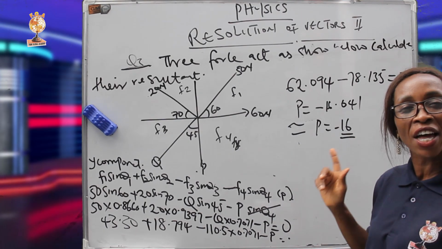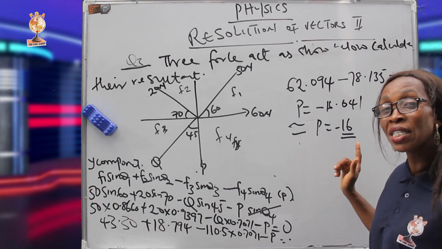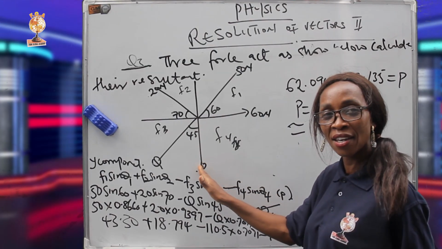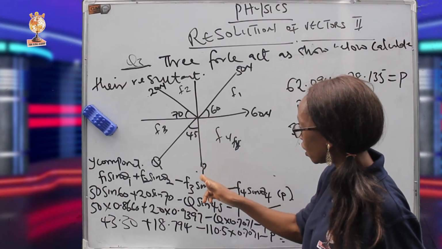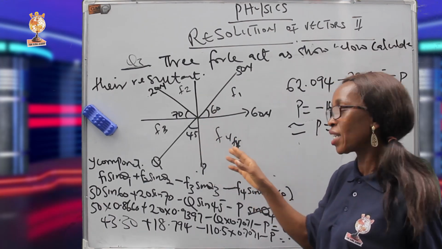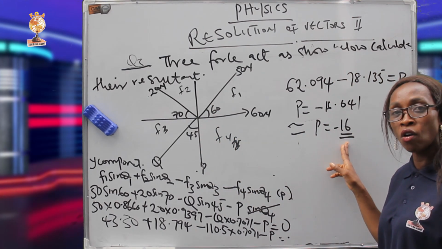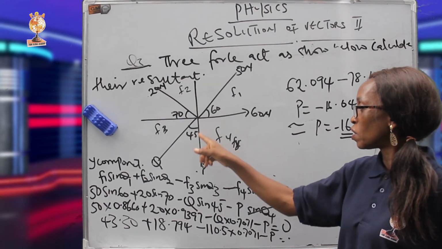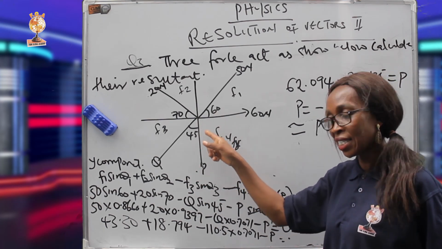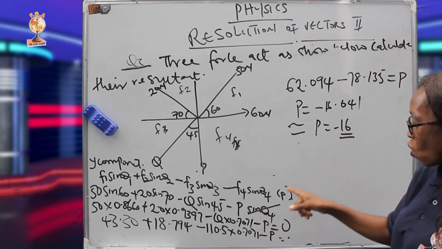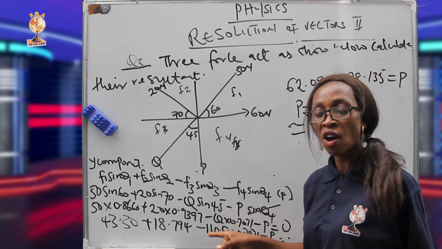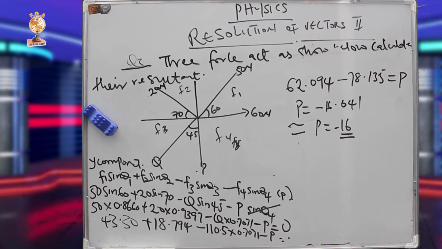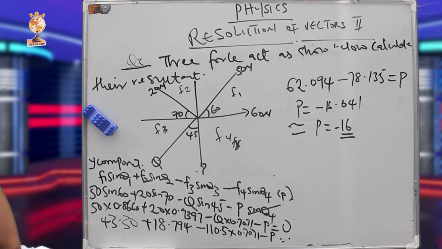If, after solving, I am having a positive sign, it means I am wrong, because all the numbers on this axis are negative y. So every number within this P should be negative. If after solving I had a positive sign, it means I am wrong. Since I have P equal to minus 16, it means it's on the negative y axis. So we have the value for P and we also have the value for Q. Now we are able to resolve these two into two given vectors. We have done that.